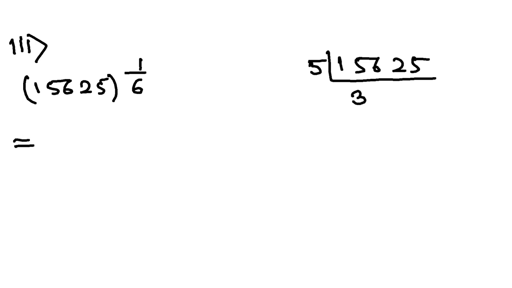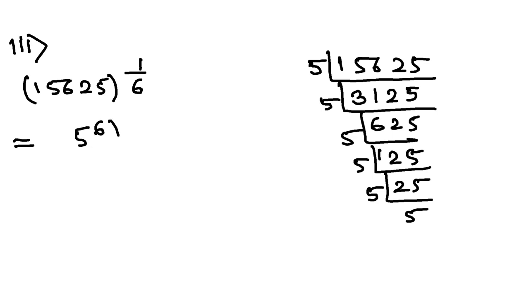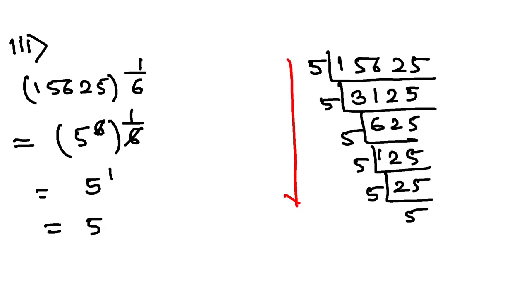So 5 to the 15, 1, 5 2, 5. So 5 6, 2, 5, 5 1, 12, 5 to the 10, 25, 25, 5 2, again 25, 5 5. So 1 2 3 4 5 6. So 5 to the power 6 to the power 1 by 6, 6 and 6 cancelled, 5 to the power 1, that is 5. I hope you know this prime factorization. Alright, so that is question number 1.